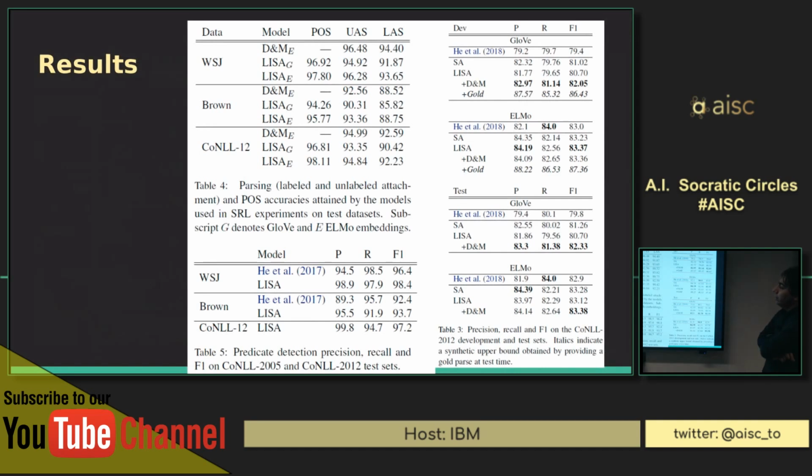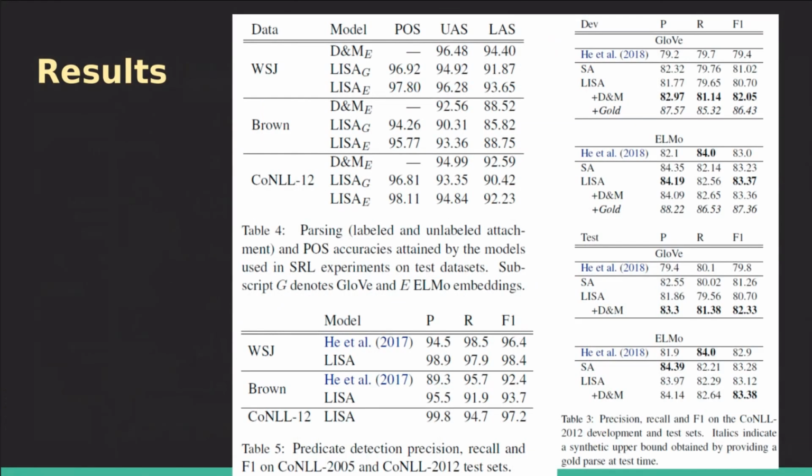So let's look at table 4 for now. Parsing labeled and unlabeled attachment and part of speech accuracies attained by the models using SRL experiments on test datasets. Subscript G denotes GloVe, and E, ELMo embeddings. So these are parsing and POS accuracies. UAS and LAS, let me see if I can remember this here. I think LAS is labeled attachment score, and UAS is unlabeled attachment score.